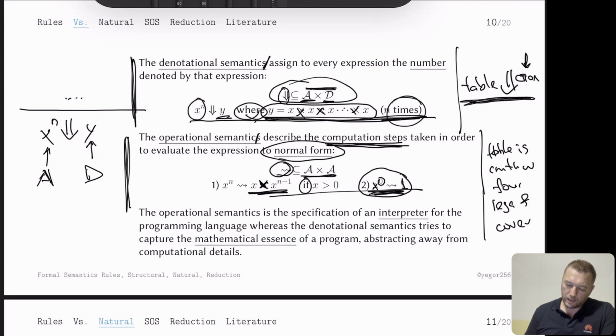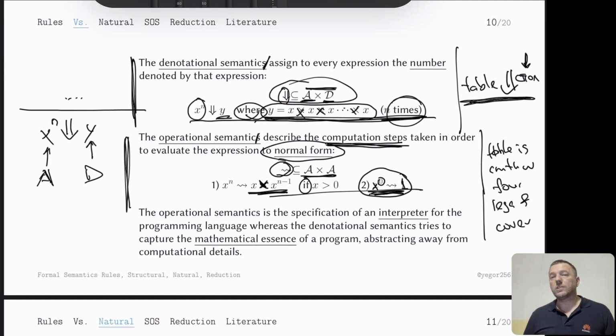The operational semantics is the specification of an interpreter for the programming language, whereas the denotational semantics tries to capture the mathematical essence of a program, abstracting away from computational details. That's what I told you. So denotational is abstracting away. For me it is easy to understand it with an example by languages, like I told you. So imagine denotational semantics moves you to a different language, which is quite rich. So this new language where you jump is also a rich language. It has all the instruments which the reader is supposed to understand.